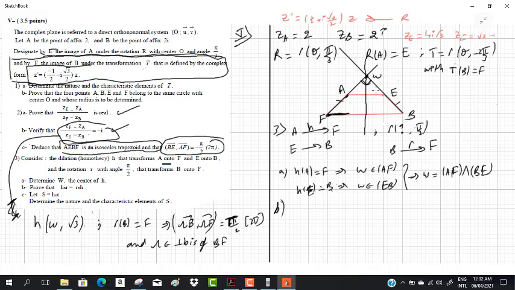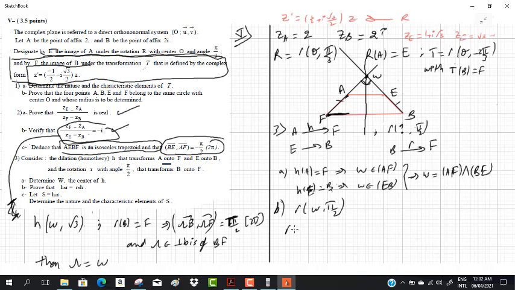Here the figure seems not accurate. A should be here, like AEBF, because the direction of the angle between BF and A should be minus pi over 2, and I got plus pi over 2. Then omega equals W. The center of the rotation is W, so R is a rotation of center W and angle pi over 2.